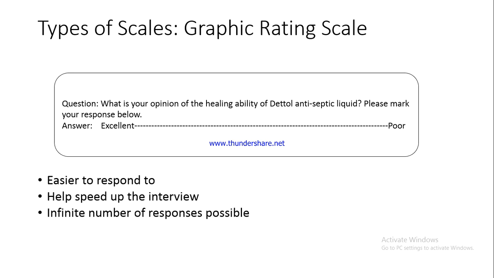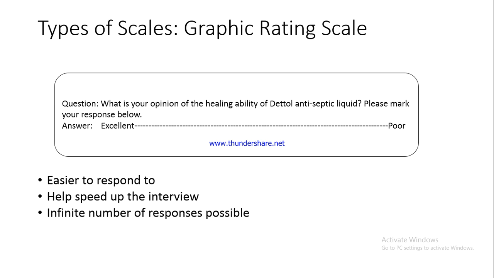But then there is one problem with the graphic rating scales. We saw that in the itemized rating scale only 5 response categories were possible, while in the graphic rating scale there are, theoretically speaking, an infinite number of responses possible. How? The respondent can mark his response anywhere on this continuum which has been shown from excellent to poor. He does not need to mark it exactly midway between excellent and poor. He can mark it anywhere, and because of which an infinite number of responses are possible.